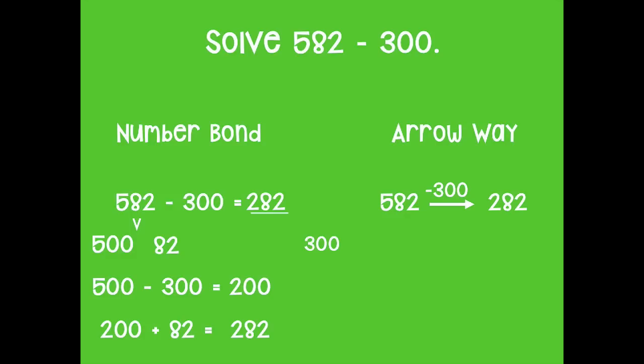Remember, when you're using subtraction, you could start with a smaller number and count to the bigger number to subtract. So we would start with 300. We would add 100. That gets us to 400. But we're not quite at 582, so we have to keep going. So if I add another 100, I would be at 500. Oh, well, I'm at 500 and I need to get to 582.